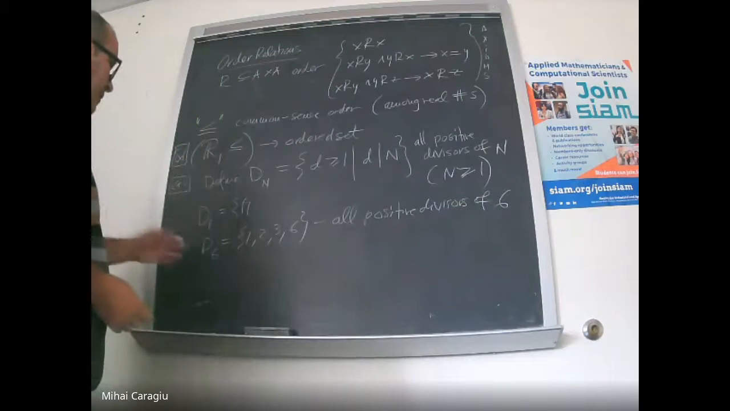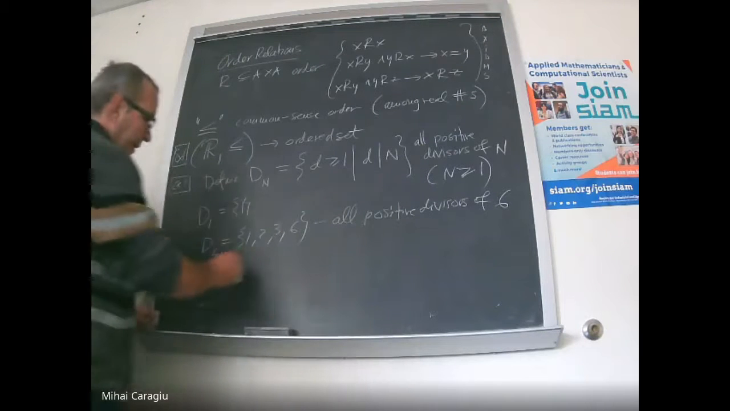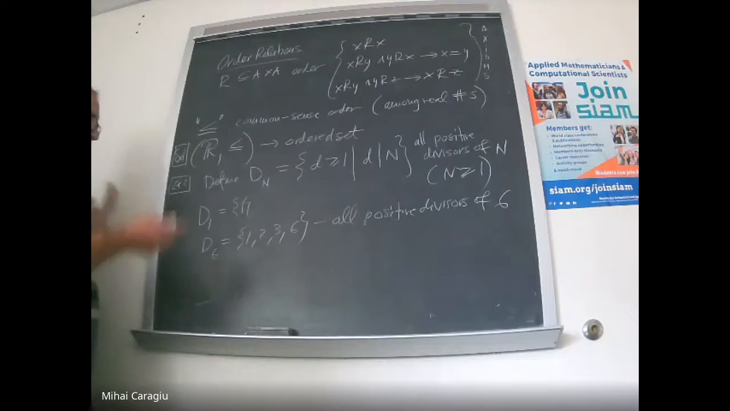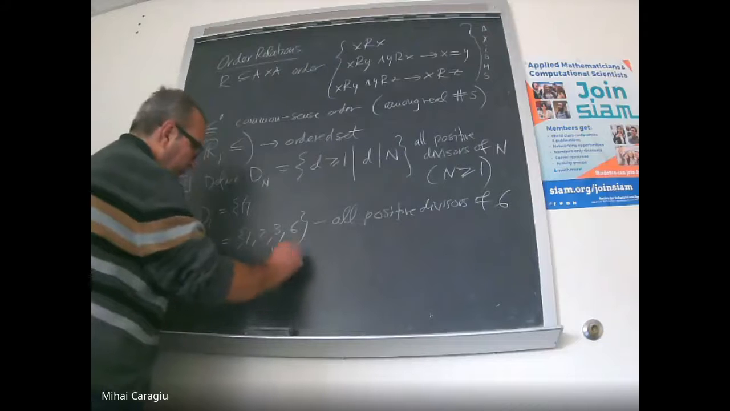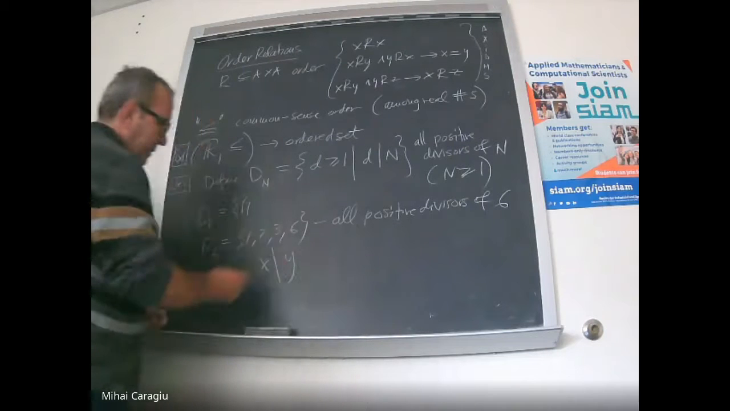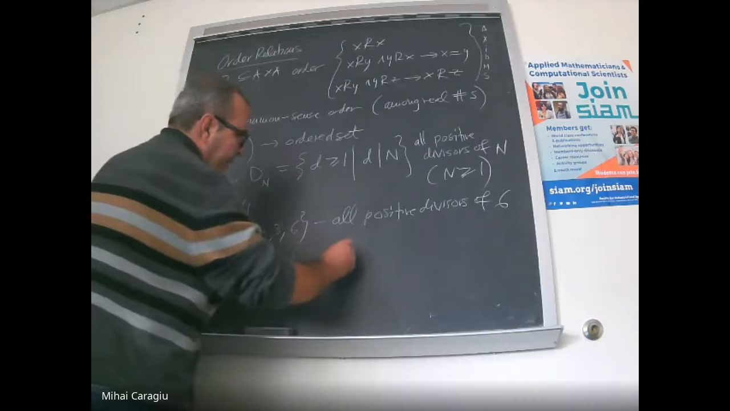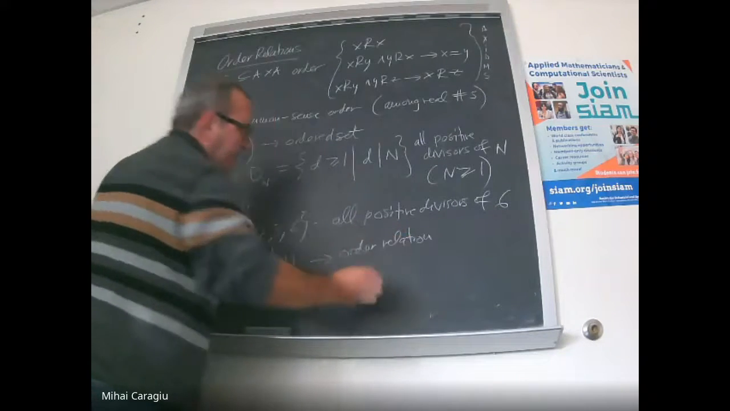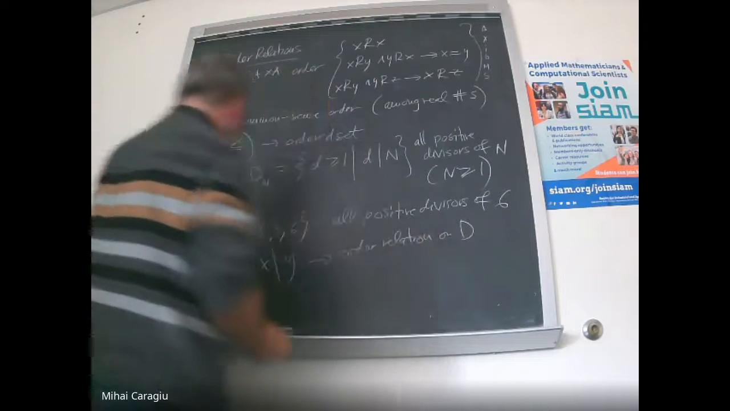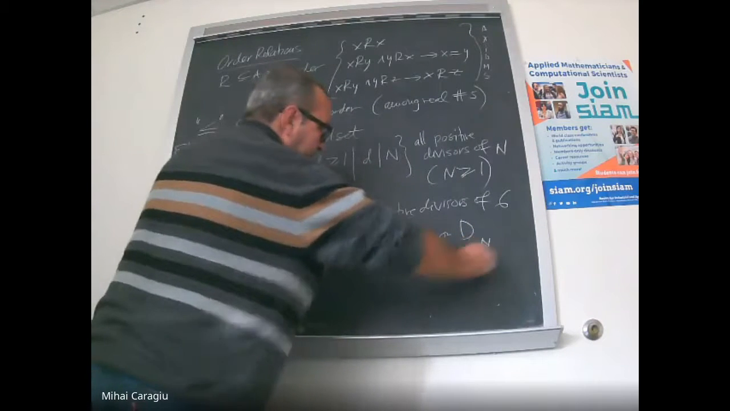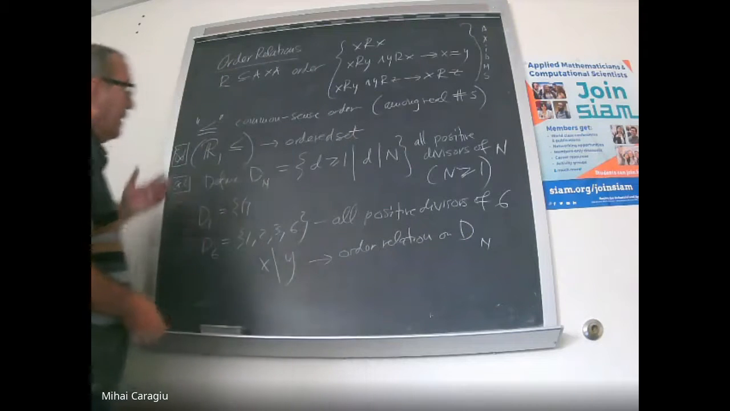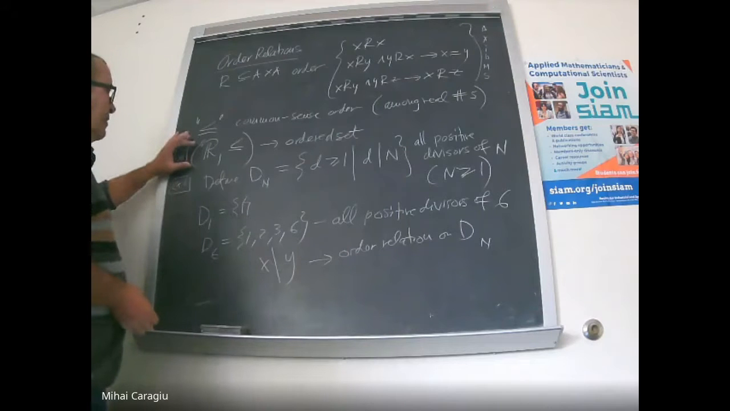But among the elements in D6, we can introduce a different type of order. Namely, two elements are related if the left one divides the right one. So X divides Y, that's the relation. This would be an order relation on Dn in general. Divisibility is an order relation on Dn. But this order relation is very different from the usual order relation among the real numbers.